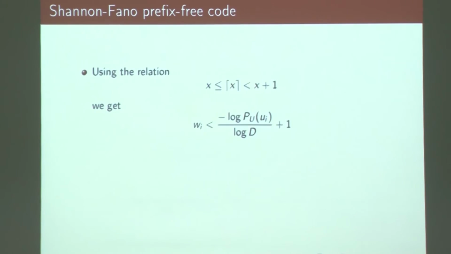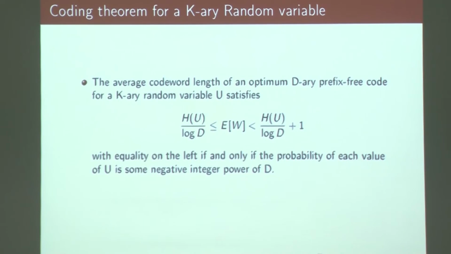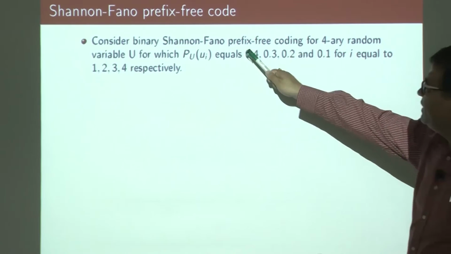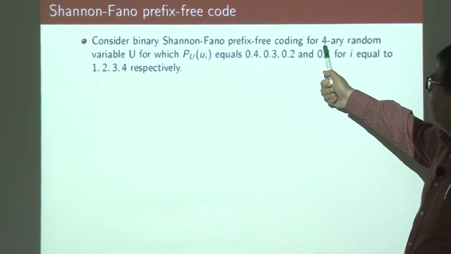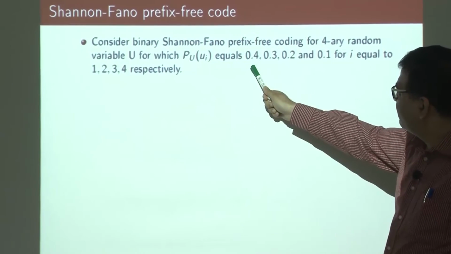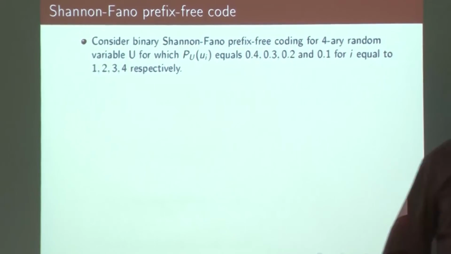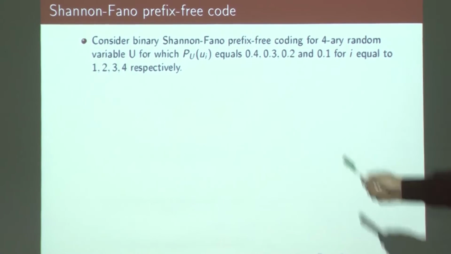I will just take an example to illustrate that. We can also get an upper bound for this Shannon-Fano code, I am just skipping it. Let us take an example. So I have a binary Shannon-Fano code. Consider a binary Shannon-Fano code for a random variable which takes 4 different values with these probabilities, and I am interested in constructing a binary Shannon-Fano code. So I have been given these probabilities.